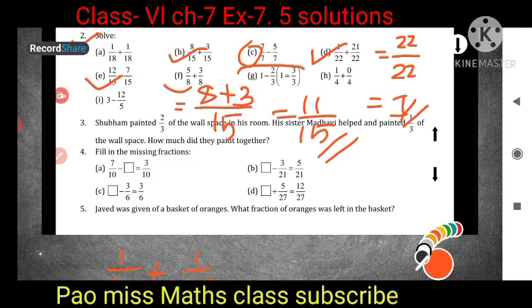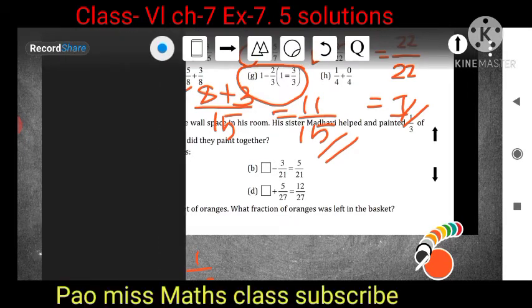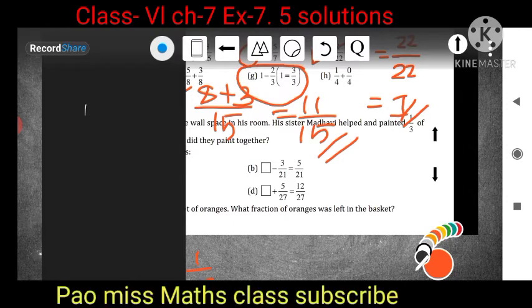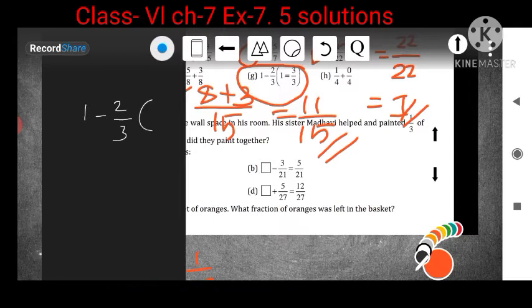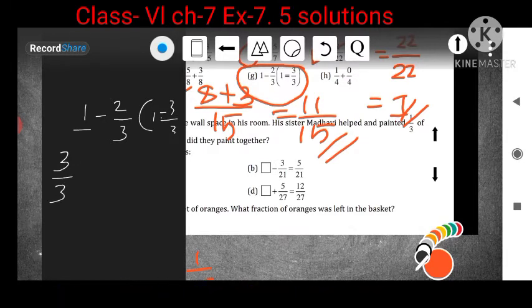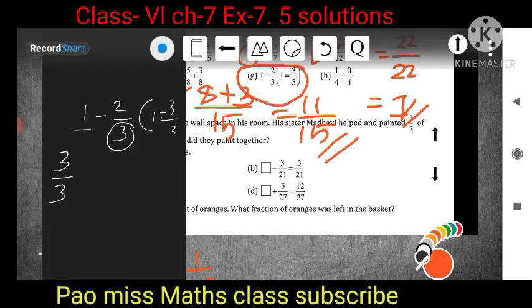Now G I will explain. G is given 1 minus 2 upon 3, and in the bracket it is written 1 is equal to 3 upon 3, isn't it? That means instead of 1 we can write 3 upon 3, because 3 upon 3 is again 1. Why are we taking 3? Because here the denominator is 3 and we have to make it equal. That is why we take 3.